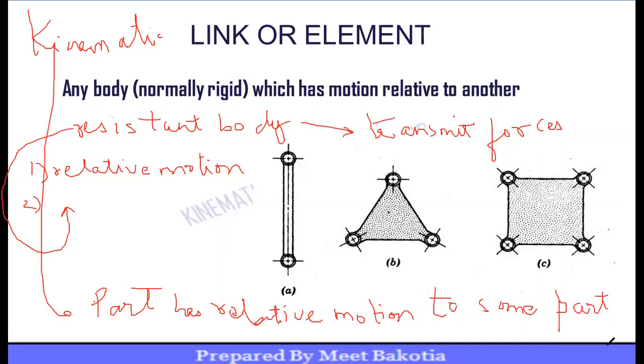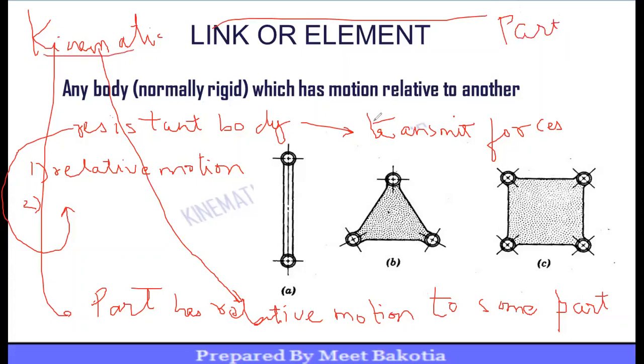So this word kinematic is directly related to the word relative motion. If it is only link or element, then we can call it a part. But when the word kinematic is added before the word link or element, then it means that one part moves relative to some other part. That is called a kinematic link or element.